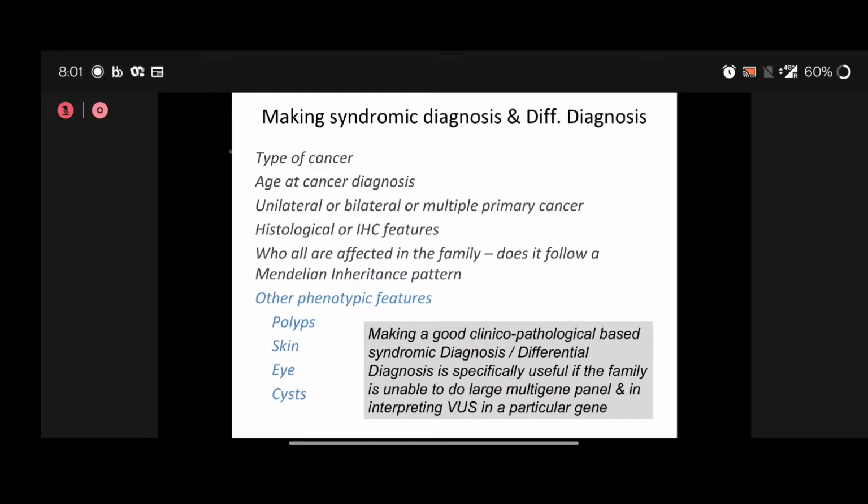As doctors, we make a diagnosis and differential diagnosis. The same is true for hereditary cancer syndrome. That depends on the type of cancer, age of cancer diagnosis, unilateral or bilateral, multiple primary cancers, histology, who are the affected, and phenotypic features. So making a good clinicopathological syndromic diagnosis, looking at polyps, skin, eye signs, cysts, helps, if the family is unable to do a large multi-gene panel, and even if they do a large multi-gene panel, in interpreting a variant in a particular gene.